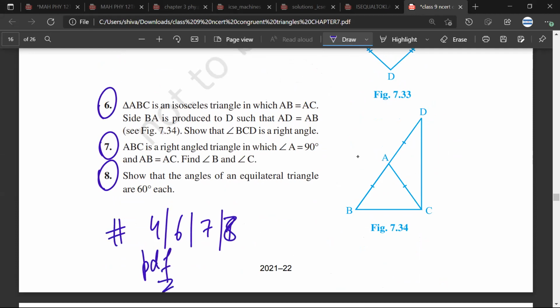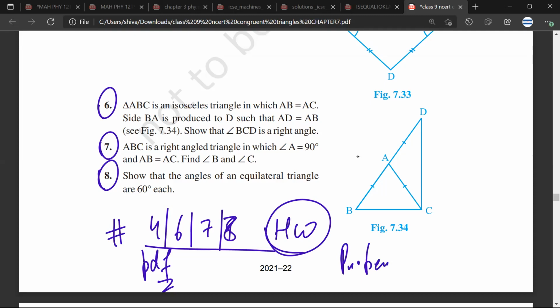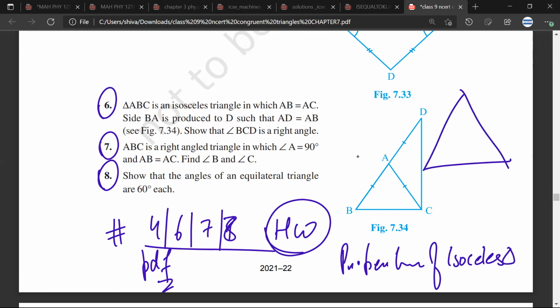Okay, sir. You need to apply the properties of an isosceles triangle. The properties, as we have discussed: this angle would be equal to this angle, this side would be equal to this side, and this angle would be equal to this angle. Sarthak, have you understood? Yes, sir. Great, sir.